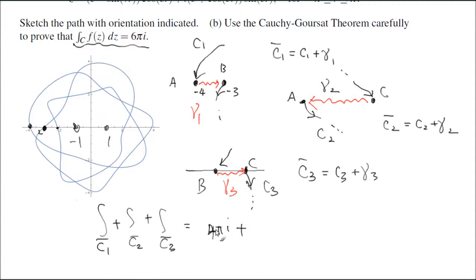4 pi I, because one singularity picks up 2 pi I, the other one picks up another 2 pi I, right? And this one's the same curve. Cauchy-Goursat says 4 pi I again, and 4 pi I, right? They're all the same. So it's 12 pi I.